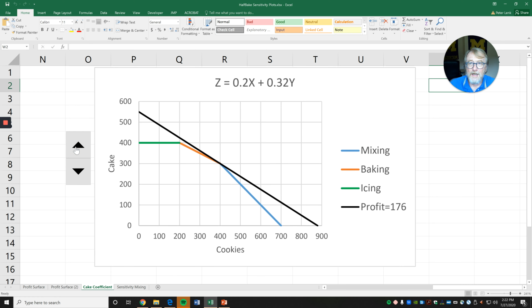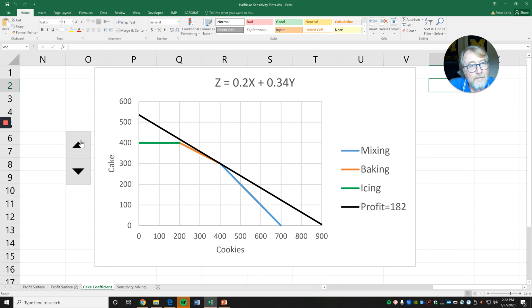If I go to 0.32, still at the same solution, 0.34, 0.36. Now notice the profit's changing though. I still have the same 400 and 300, but if you look at the profit down here, it's 188, and as I change it, the profit is changing.